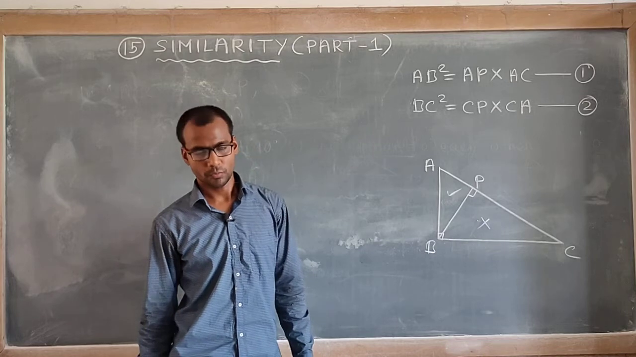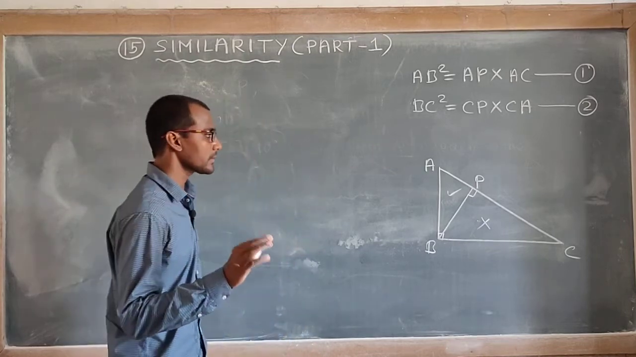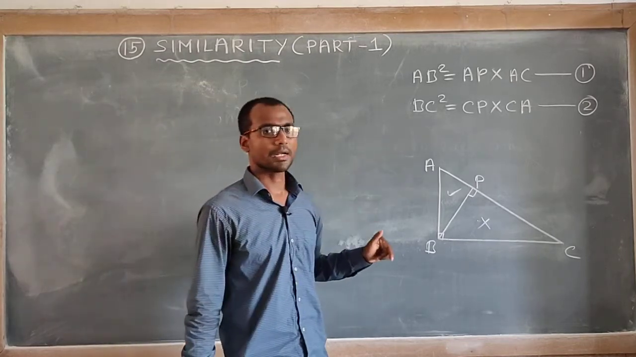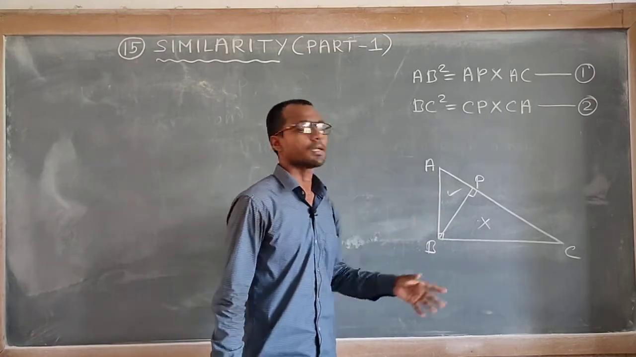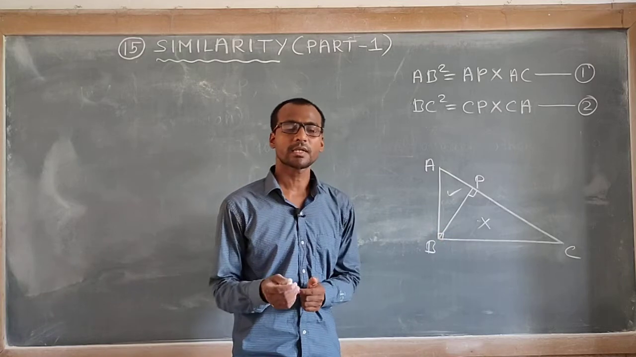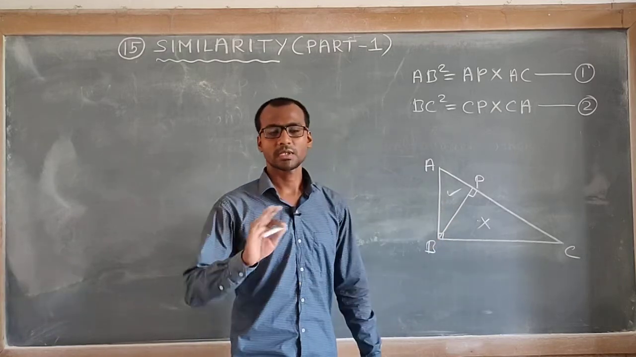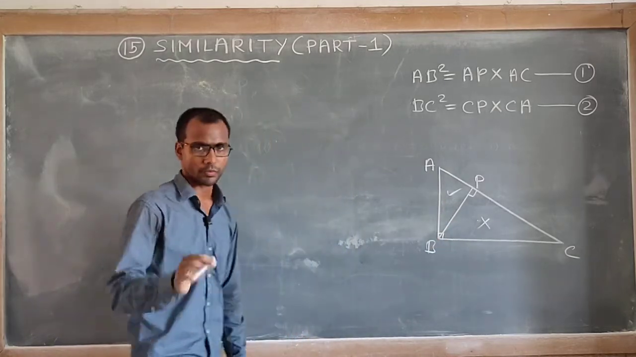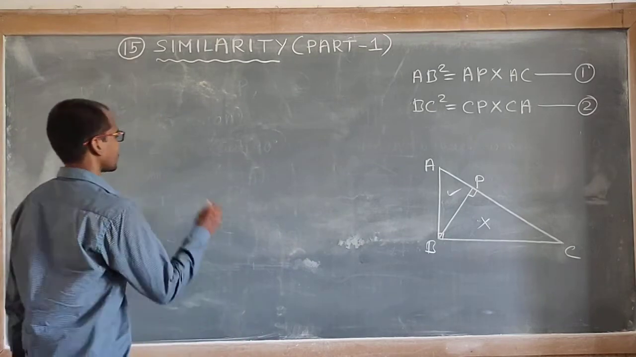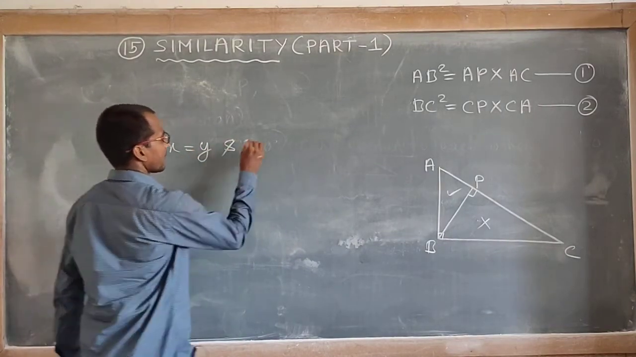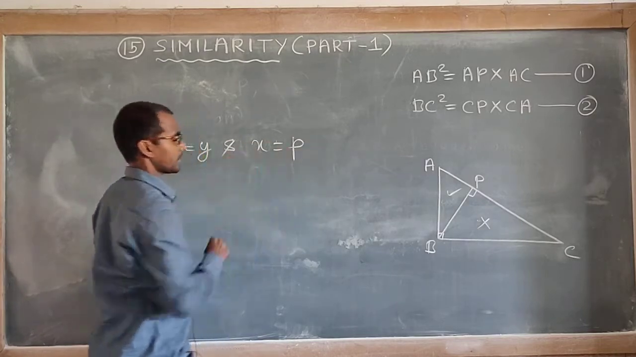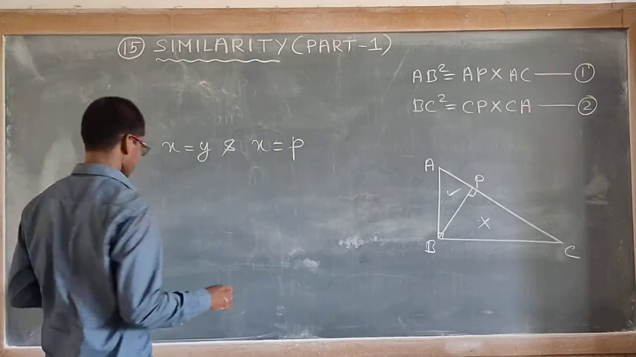But actually we don't need to prove, because the big triangle is similar to both the triangles. So definitely the two small triangles will be similar to each other. This is called the transitive property. Suppose x is equal to y and x is equal to p.